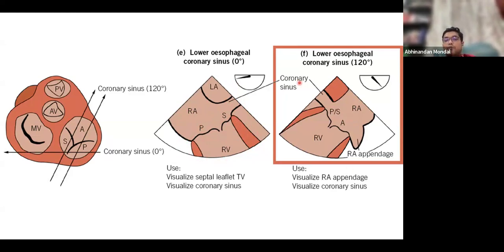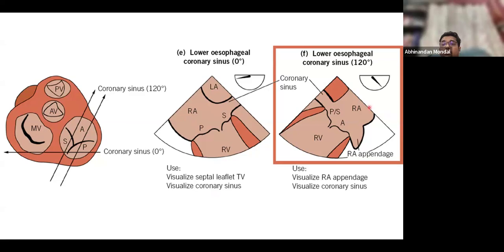And also, keeping this image, if you change the omniplane angle to 120 degrees, it will give you the RA appendage. You can put a Doppler also, and you can see if there is any thrombus formation over there. And also it will give you the anterior and septal leaflet.